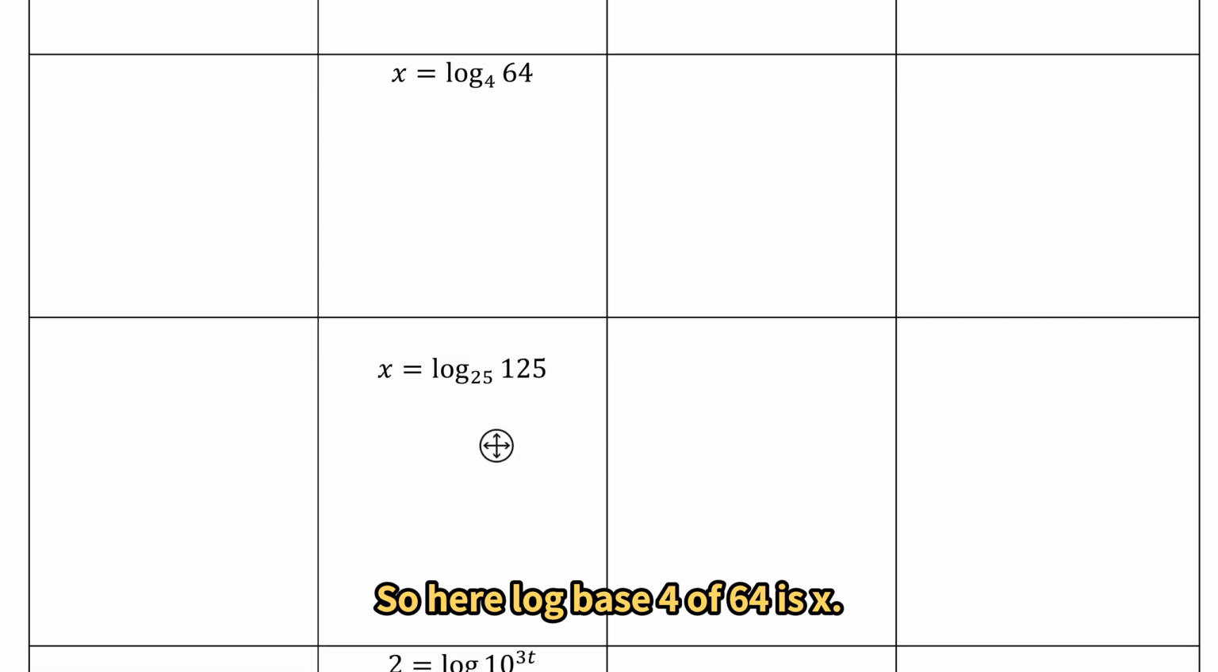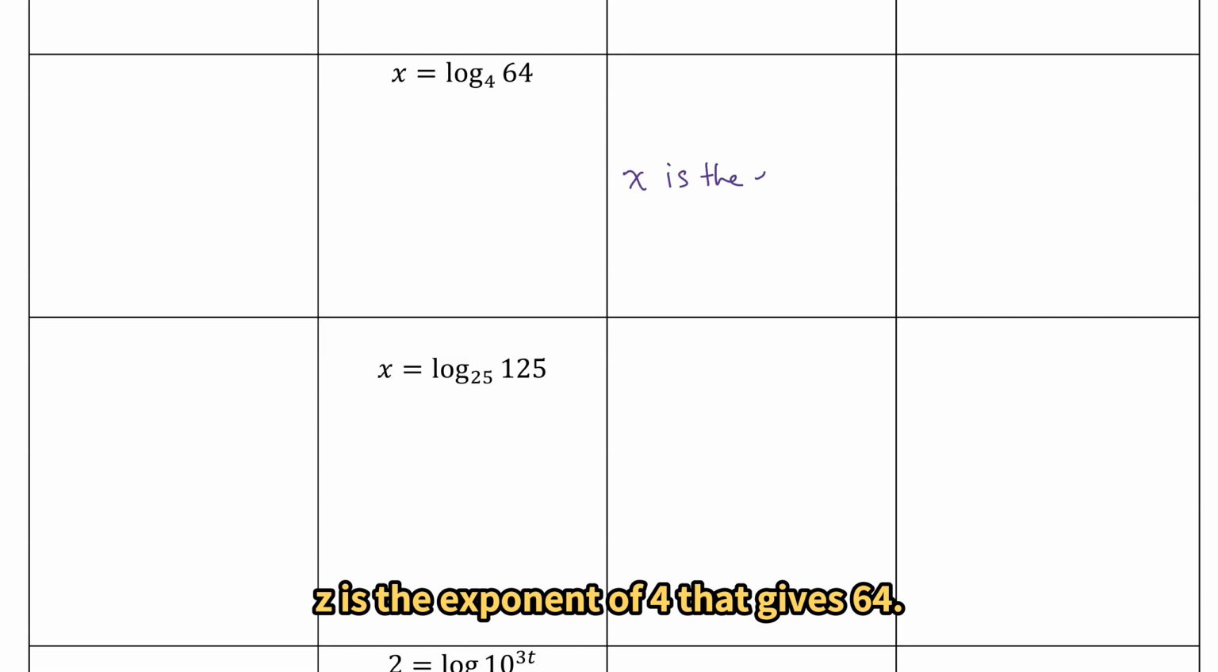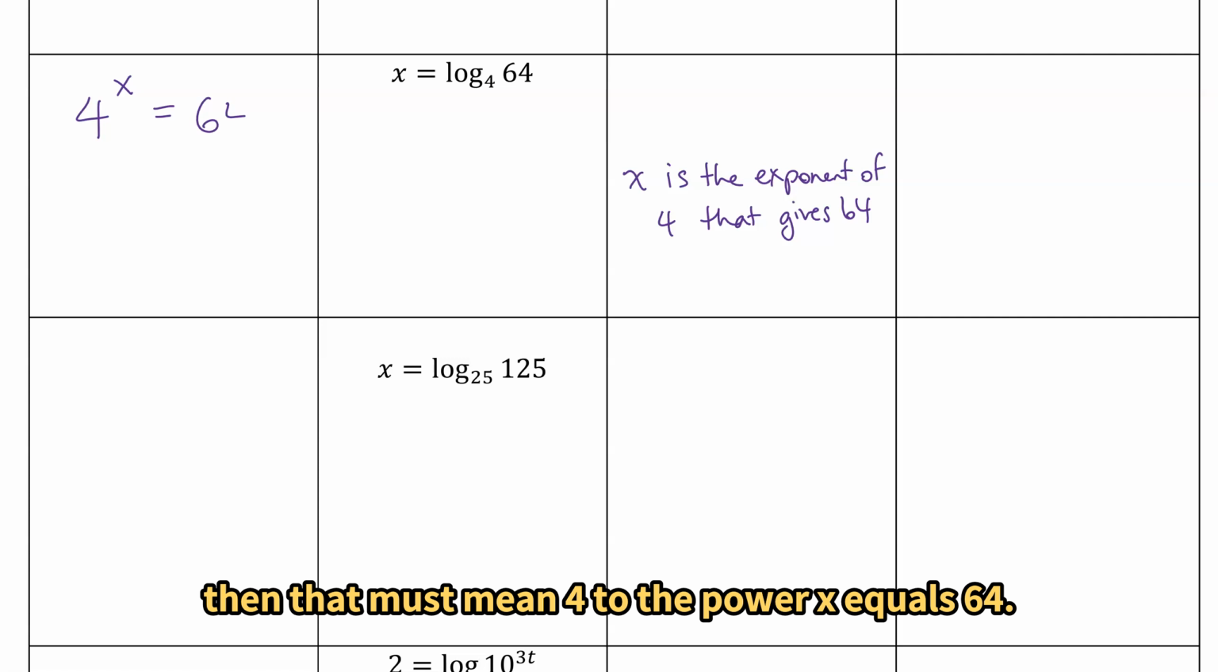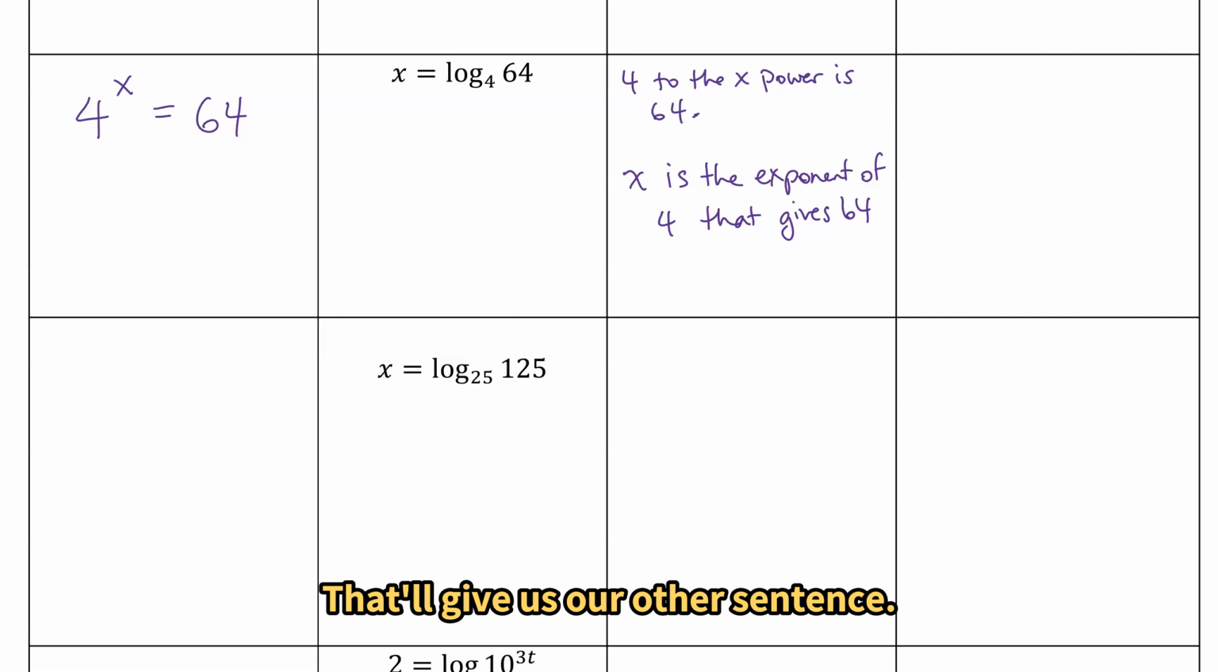So here, log base 4 of 64 is x. This means, if I write the sentence, x is the exponent of 4 that gives 64. Well, if x is an exponent of 4, then that must mean 4 to the power x equals 64. That'll give us our other sentence.